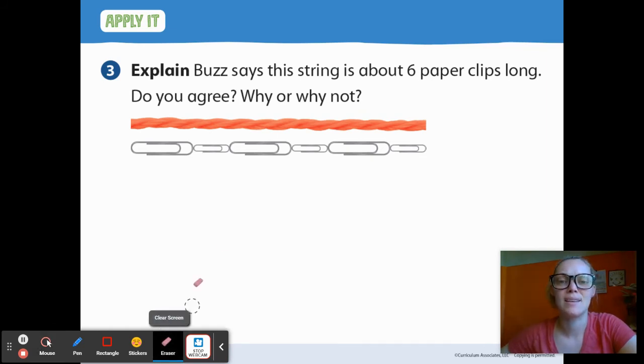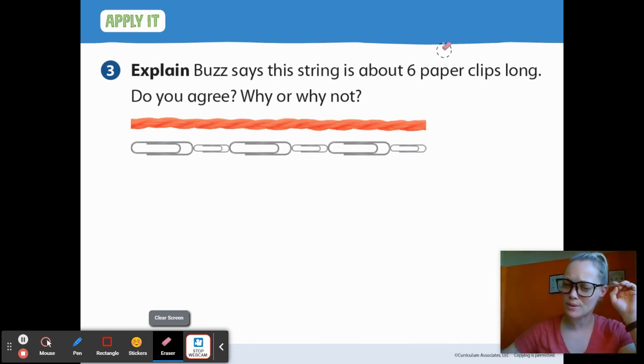Buzz says this string is about 6 paper clips long. Do you agree? Why or why not? I'm noticing something about the paper clips they're measuring with. Please make sure you press pause now if you'd like, or you can do it afterwards, and explain if Buzz is correct. Why or why not? What do you notice?